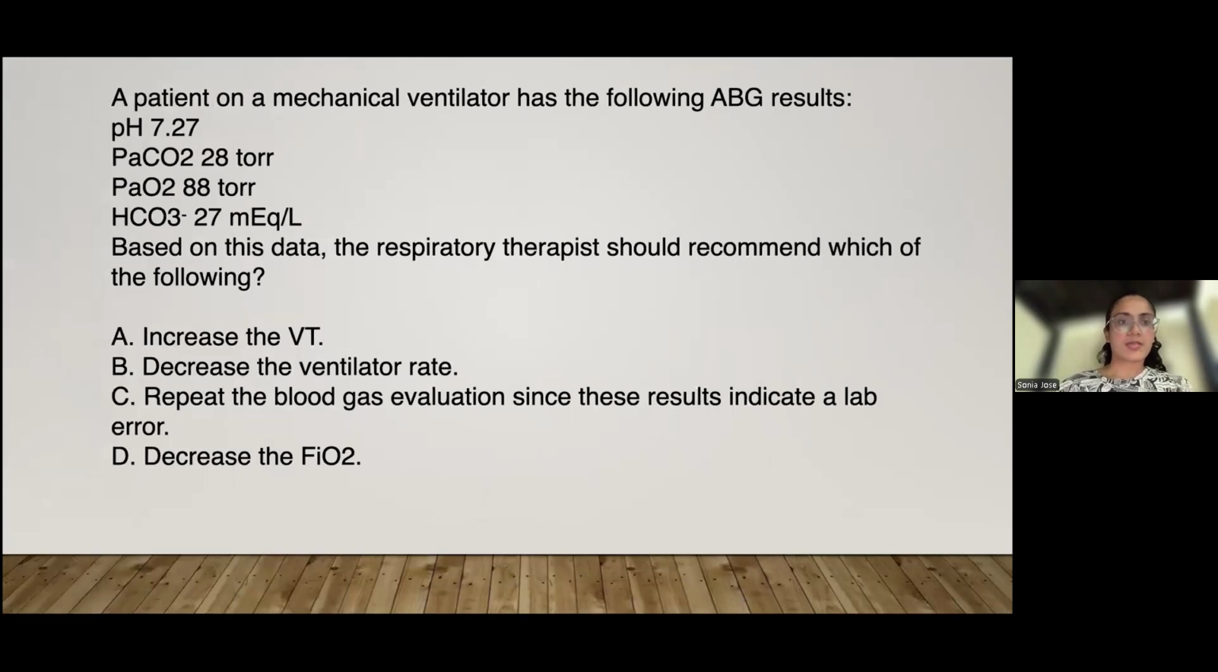So, next question. A patient on a mechanical ventilator has the following ABG: pH 7.27, PaCO2 28, PaO2 88, and HCO3 27. What should we do for this patient?